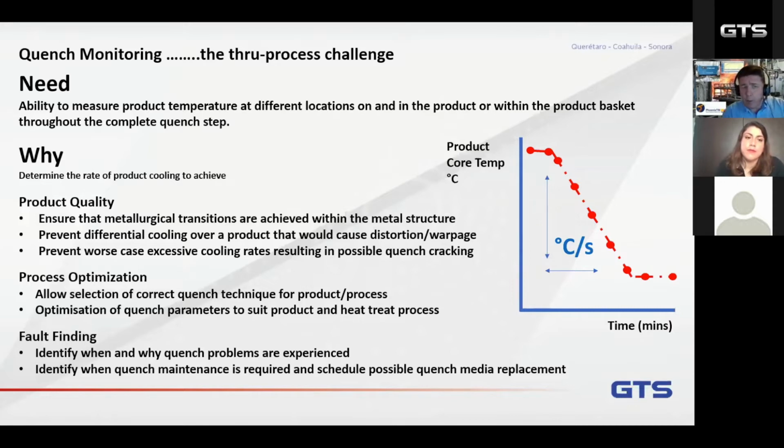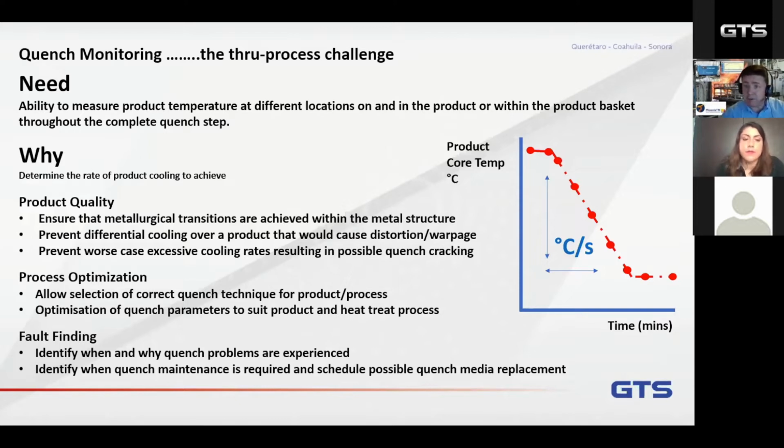Obviously, with any process, you want to monitor and optimize that process, but you also want to make sure that it's running at the optimal conditions over a period of time. So you need a means by which you can show that your process is working correctly, and then have something as a template to compare against as you go forward in production. So we need to optimize the characteristics of the quenching.